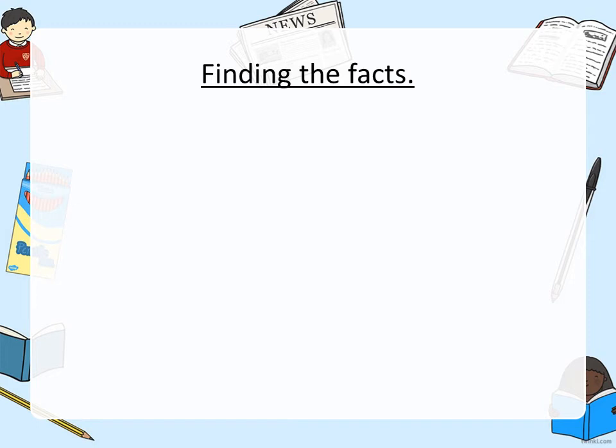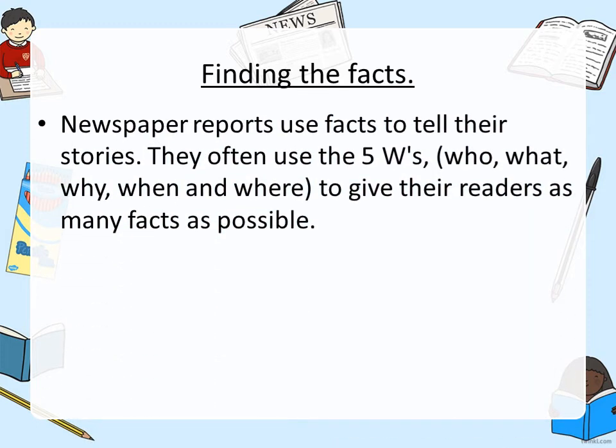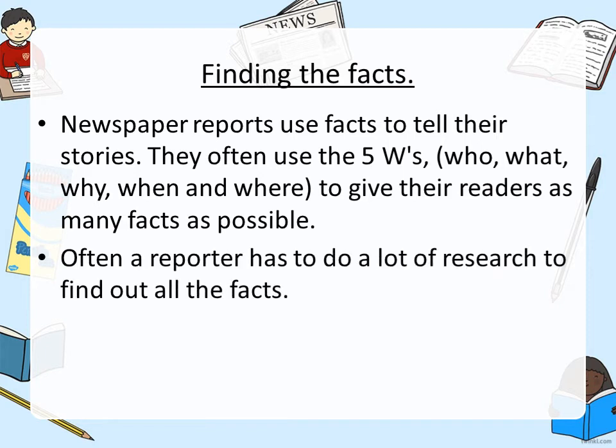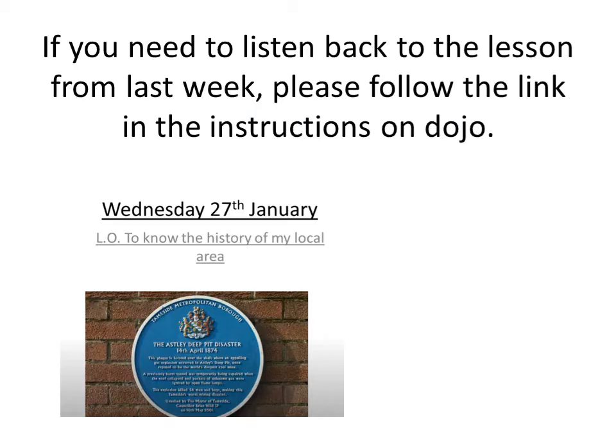Finding the facts. Newspaper reports use facts to tell their stories. They often use the 5 W's: who, what, why, when, and where, to give their readers as many facts as possible. Often a reporter has to do a lot of research to find out all the facts. So hopefully we do. If you need to listen back to the lesson from last week, please follow the link in the instructions in Dojo.